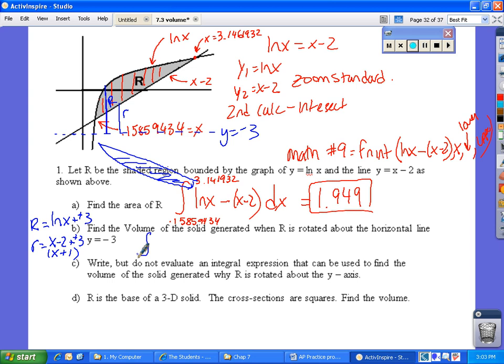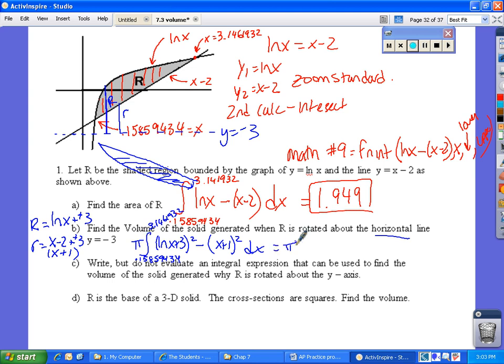We're going around a horizontal line, so that's a dx. Keep everything in terms of x. My big R is natural log of x plus 3, the quantity squared, minus my little r squared, which is x plus 1 squared. And my bounds are exactly the same as before, from one x value to the other. So that's 0.1585934, all the way up to 3.1461932. And I'm going to type all that into my calculator. Don't forget your pi up front.